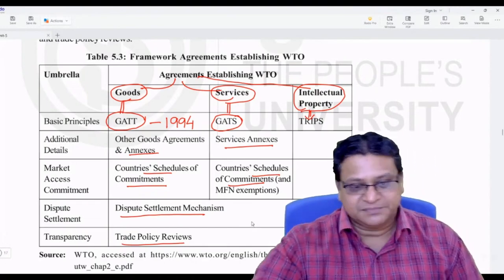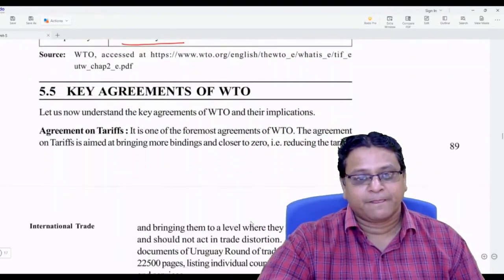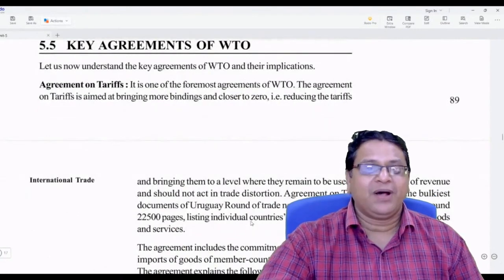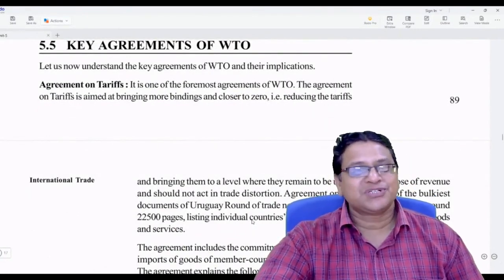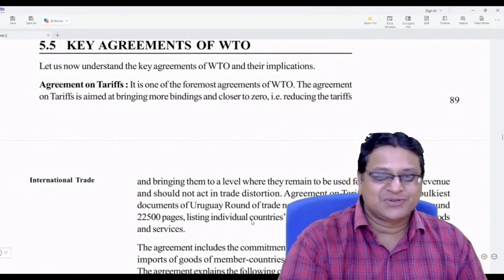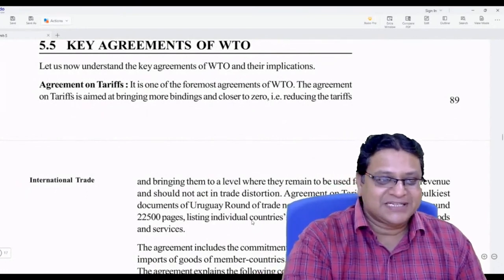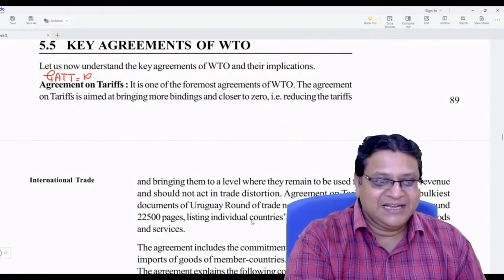Next, we will discuss one by one the important agreements of WTO. I have discussed that the most important agreement of WTO is known as the GATT agreement. That is GATT 1994.